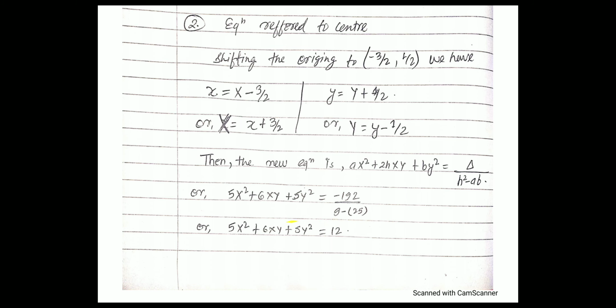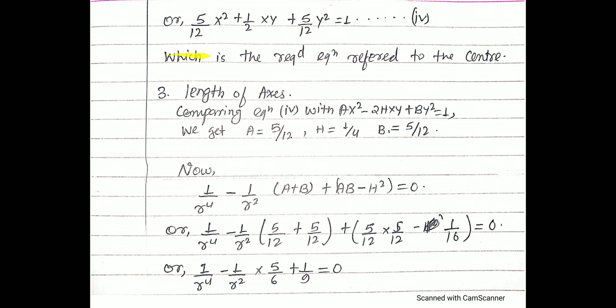192 by 9 minus 25. Then on further solution, we get 5x square plus 6xy plus 5y square plus 12. Now we get 5 by 12 x square plus 1 by 2 xy plus 5 by 12 y square equals 1, which is the required equation referred to the center.